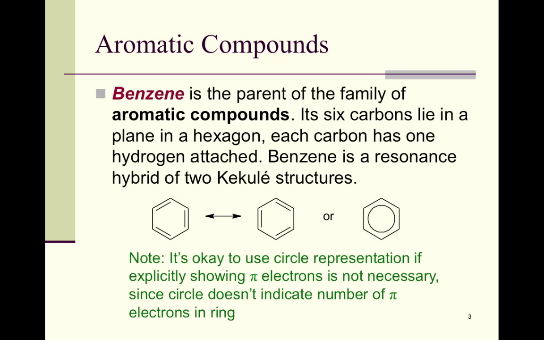If you're doing a nomenclature question or you're just drawing a structure, you can use either form. You can use the alternating double bonds or you can use the aromatic ring. If we're looking at a mechanism where we're going to disturb the aromaticity, it's best to use the alternating double bonds so we can see how it's disrupted and how it is regenerated.